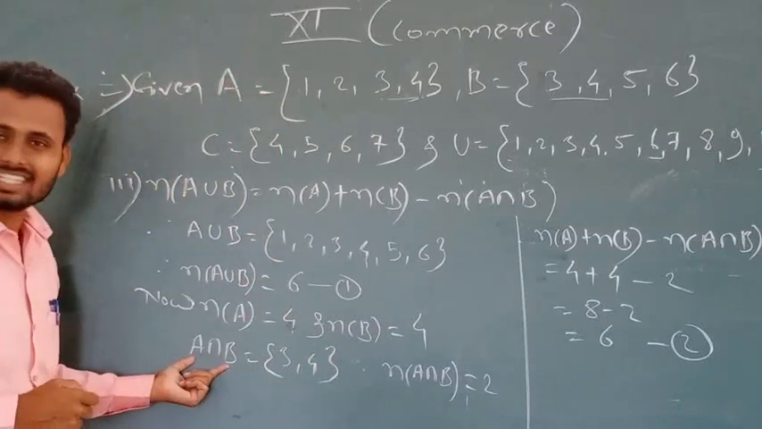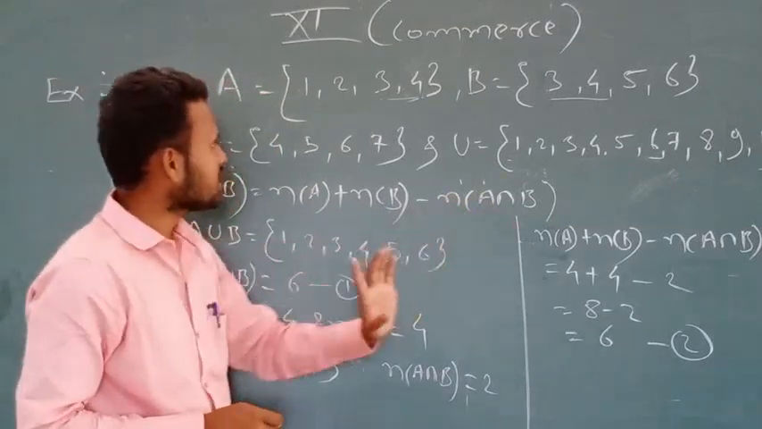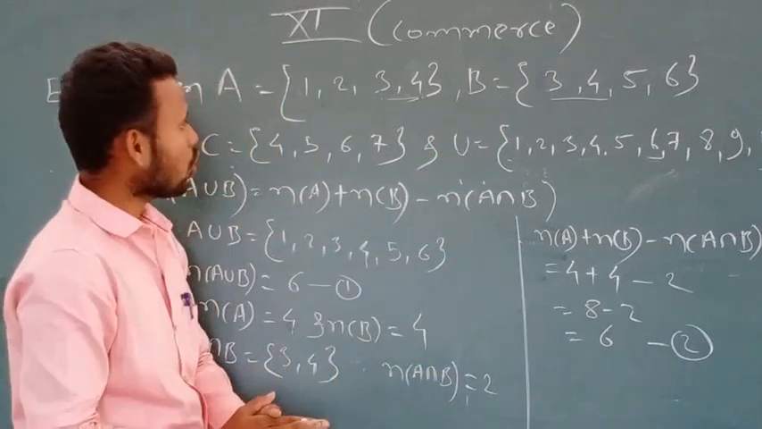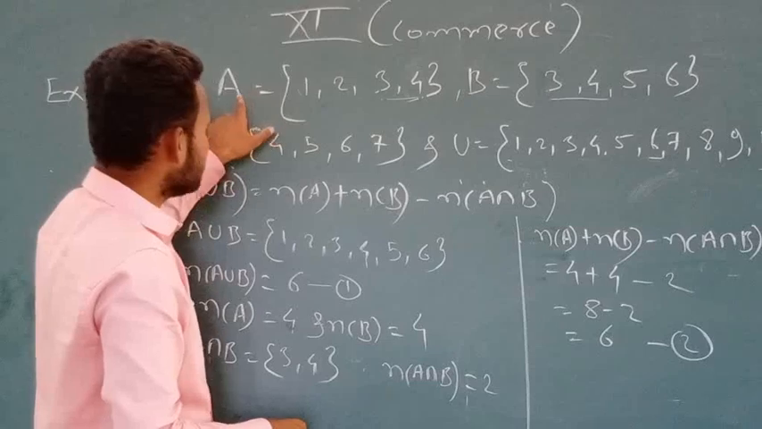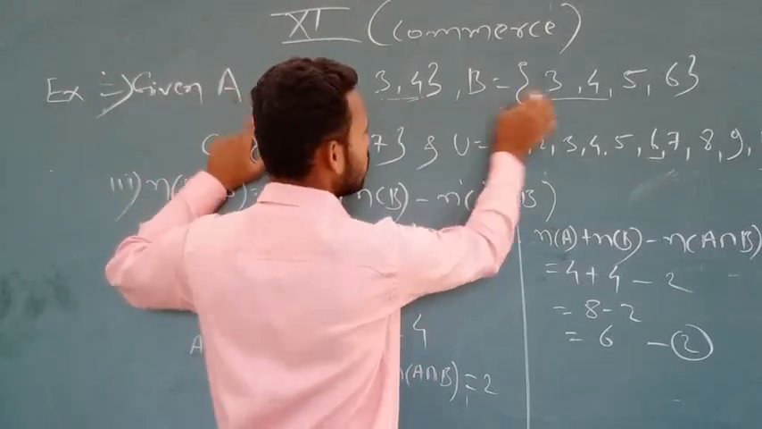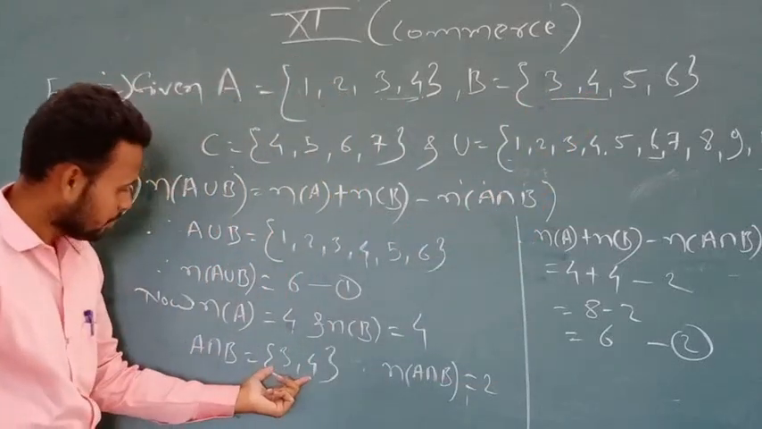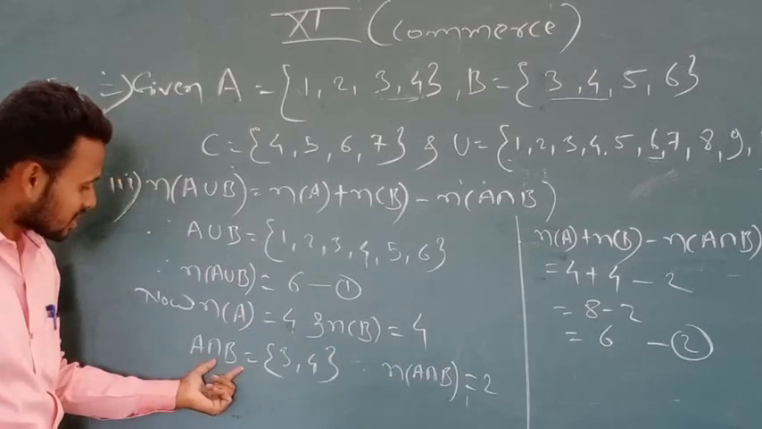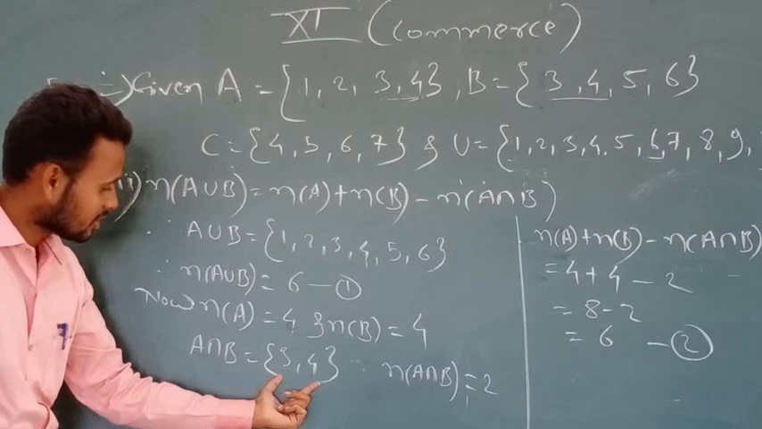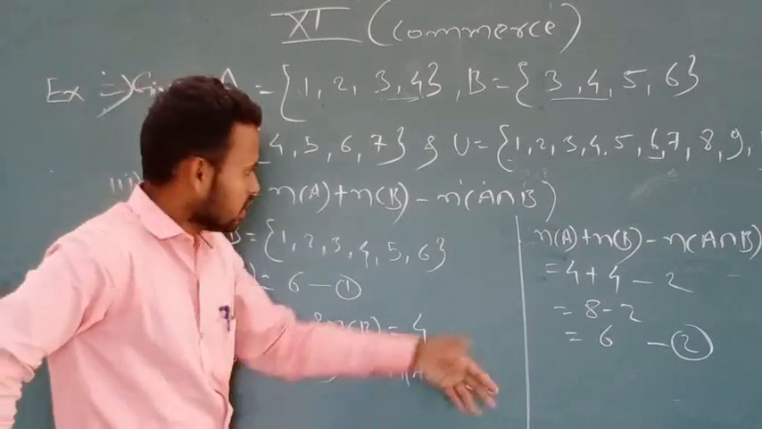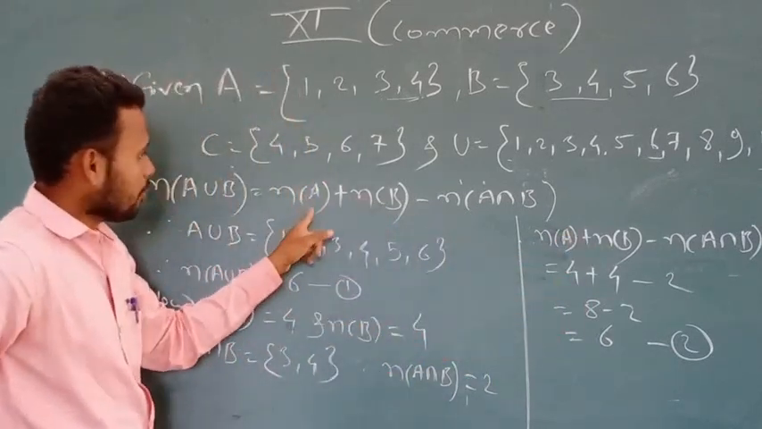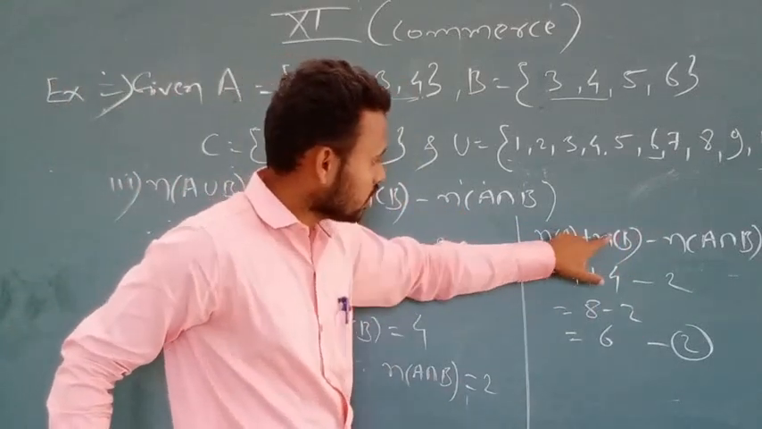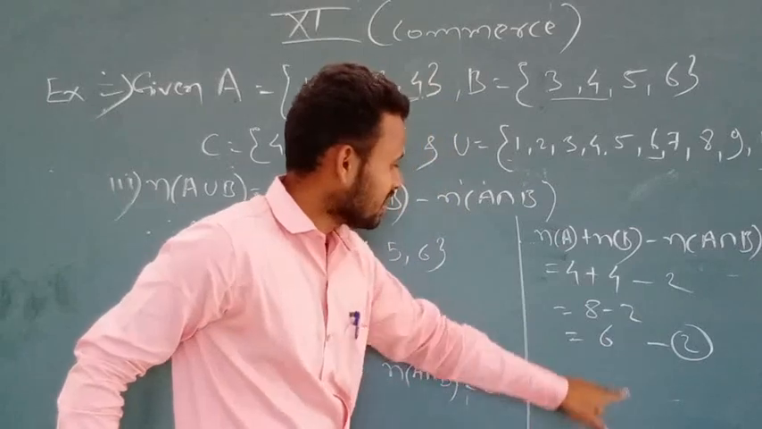A intersection with B. Intersection means we collect the common elements between these two sets. Inside A and B, the common elements are 3 and 4. Therefore, A intersection with B contains 3 and 4. Next, n of A intersection with B means the number of elements inside A intersection with B: 1, 2. We get 2. Therefore, taking the RHS, n of A plus n of B minus n of A intersection with B is equal to 4 plus 4 minus 2. By addition and subtraction, we get the required answer, 6.